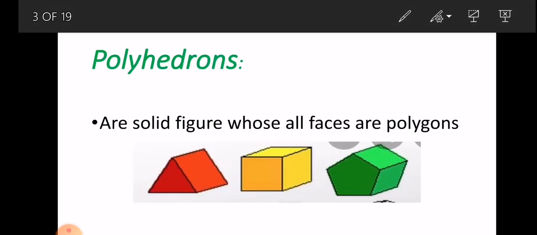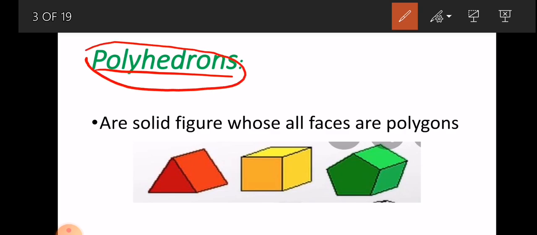We have something called polyhedrons. What does a polyhedron mean? Polyhedrons are solid figures. Okay, so where is the difference? The difference is that not all solid figures are called polyhedrons. Only the solid figures whose faces are polygons. Do you remember what polygons mean? It means flat, closed, and with straight sides. So the solid figures that have just straight sides, we can call polyhedrons. But if there are curved sides in it, then they are not polyhedrons.